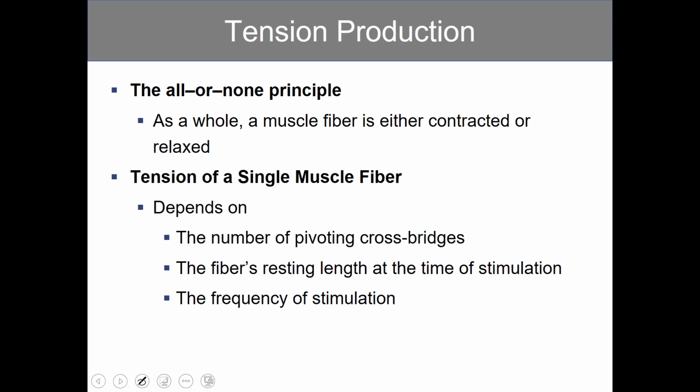The amount of tension that a single muscle fiber can produce depends on three factors. One, the number of cross bridges that are formed. Again, if you think of cross bridges as sort of like a tug of war, the number of people that you have on each team is going to determine the amount of tension that this rope will experience. So the number of pivoting cross bridges is going to factor into the amount of tension that a single muscle fiber can produce.